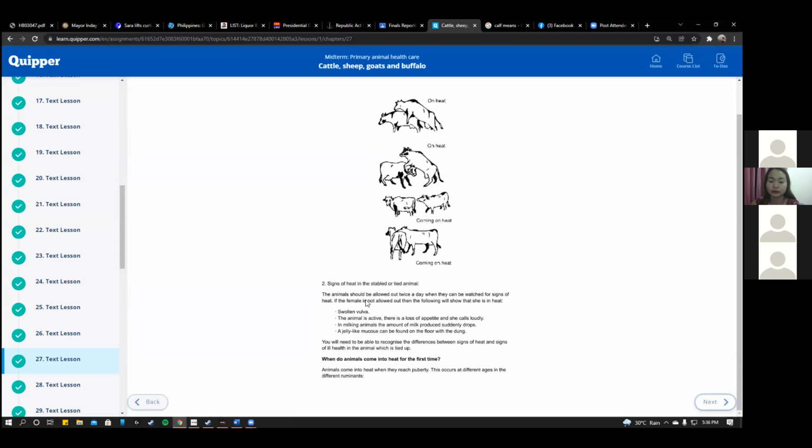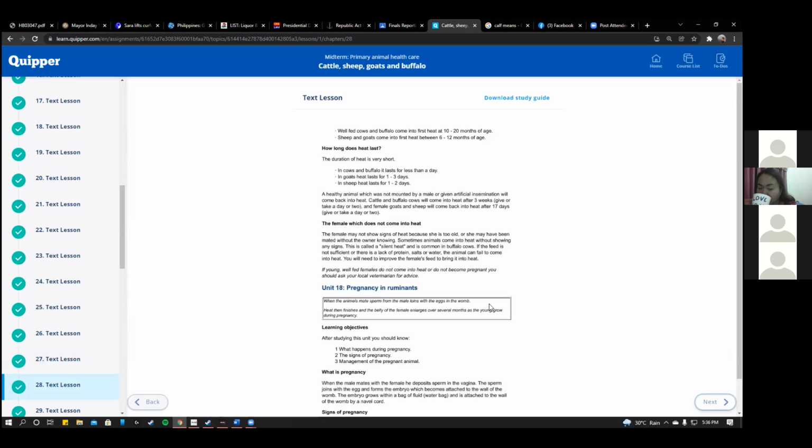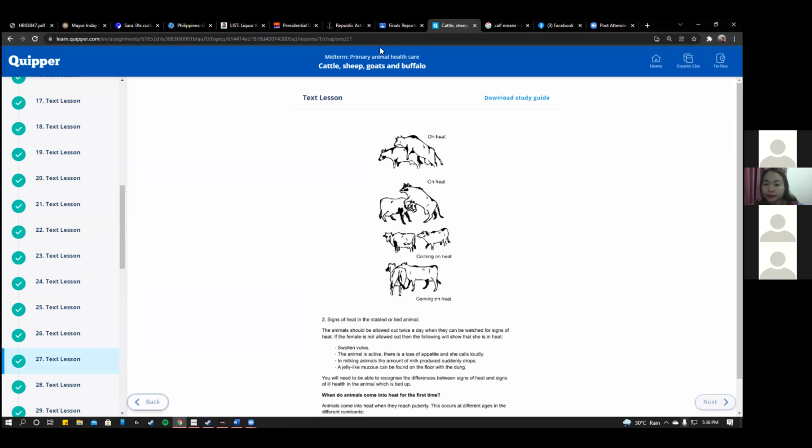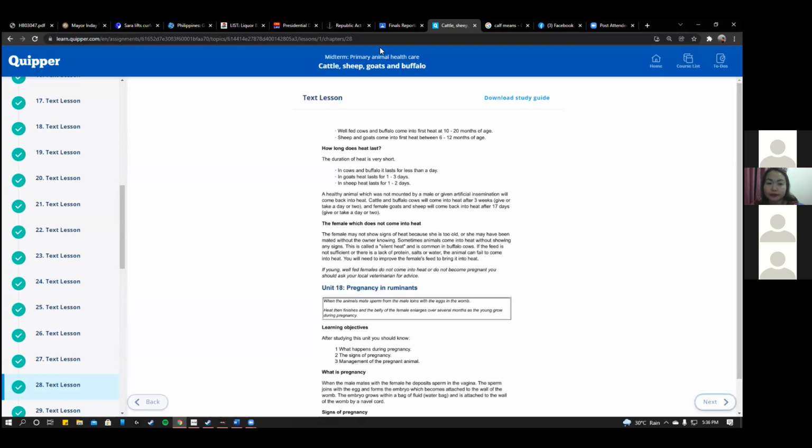So when do animals come into heat for the first time? Animals come into heat when they reach puberty. This occurs at different ages in the different ruminants. For example, well-fed cows and buffalo come into first heat at 10 to 20 months of age. Sheep and goats come into first heat at 6 to 12 months of age.